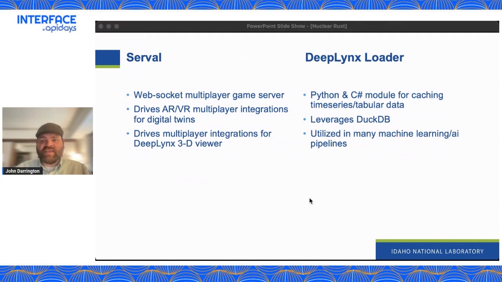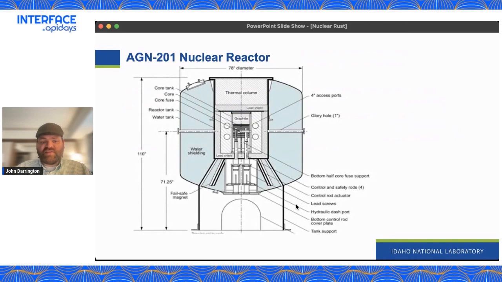Finally, after a year of experimentation with Rust, with these new APIs, we were ready for the big time. This is the AGN-201 nuclear reactor. This is a fission nuclear reactor, and this model is rated for producing up to 5 watts of electricity. This particular model is located at the Idaho State University in Pocatello, Idaho, and is in active use. Not only do they have an active nuclear reactor, but that department also, I believe, has the ability to make their own fuel for the reactor.